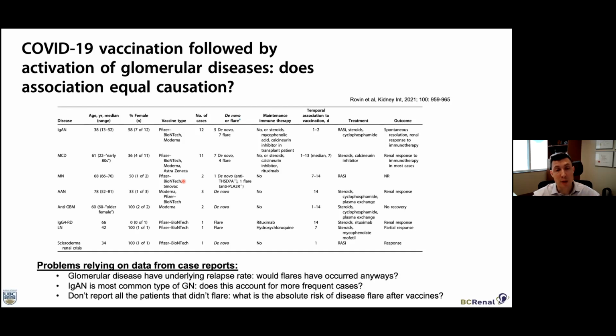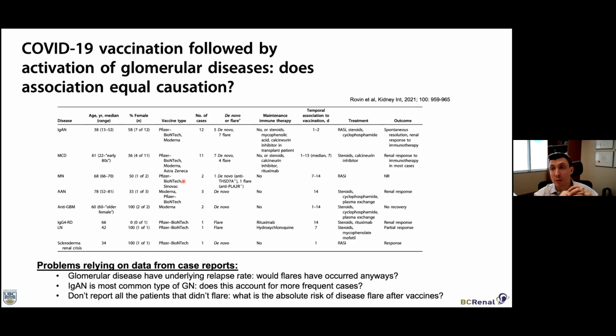Now, the problem with relying on this type of data is that all glomerular diseases, including IgA nephropathy, have an underlying relapse risk. So they have a risk of relapsing and flaring that is absolutely unrelated to a vaccine. So just because you find one person who relapsed very close to a vaccine, it doesn't mean that that flare would not have occurred anyways.